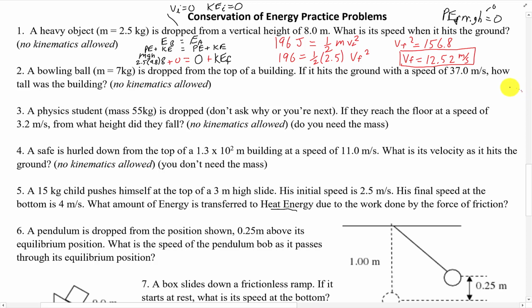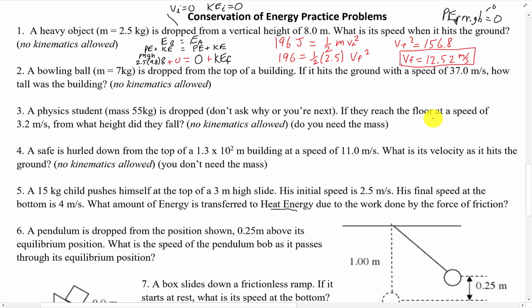So a 7-kilogram bowling ball dropped. So try that. And a physics student is dropped. I don't know why. Maybe you're next. If they reach the floor at a speed of 3.2 meters per second, what height did they fall from? And no kinematics. And then there's a question, do you need the mass? Let me just do this one a little bit.